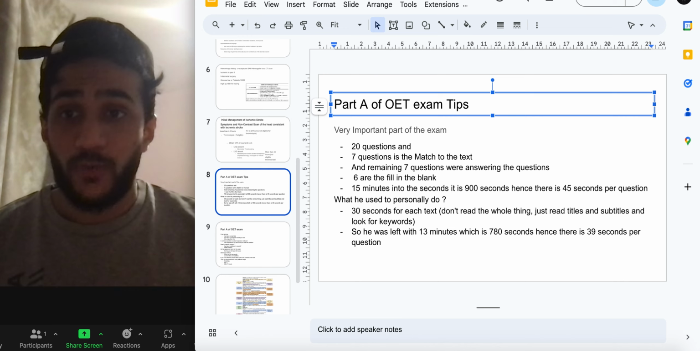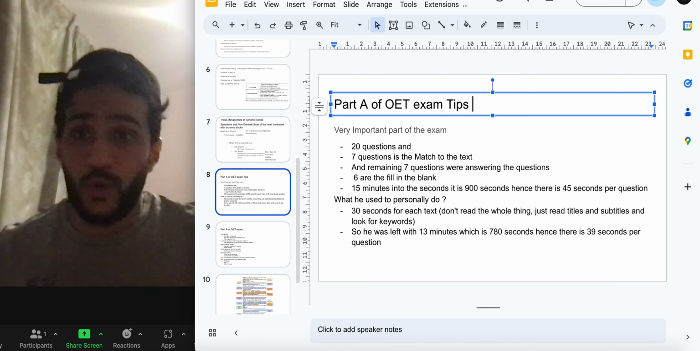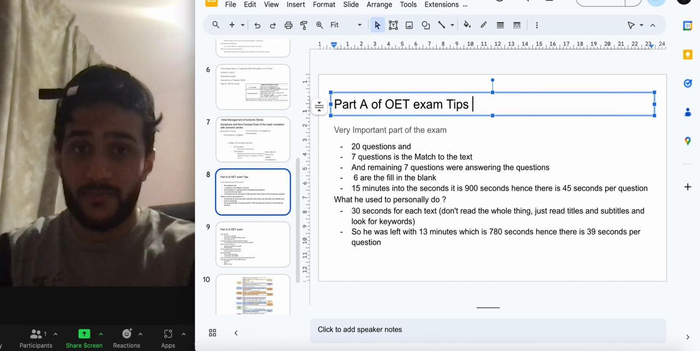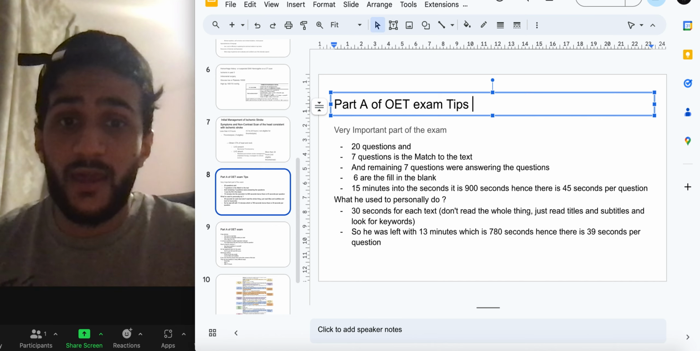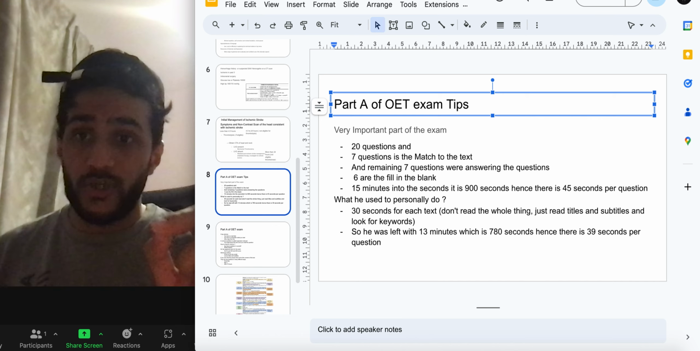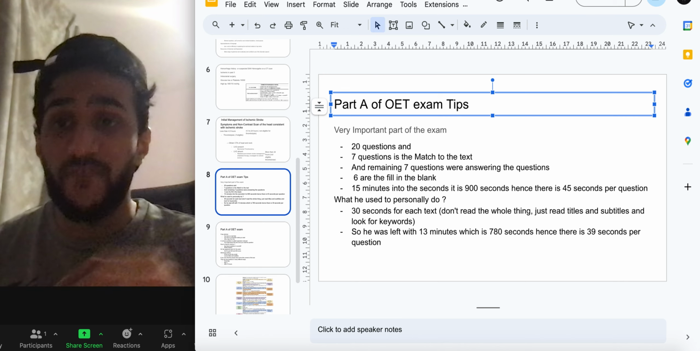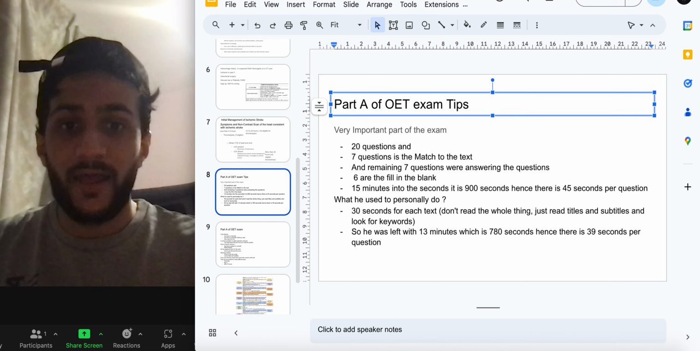First of all, how many questions are there? There are 20 questions in Part A. The first 7 questions are just matching questions, so you just need to match with the corresponding text. Then the next 7 are question and answer, where you're asked a question and you answer it. And the remaining 6 are fill in the blank questions.